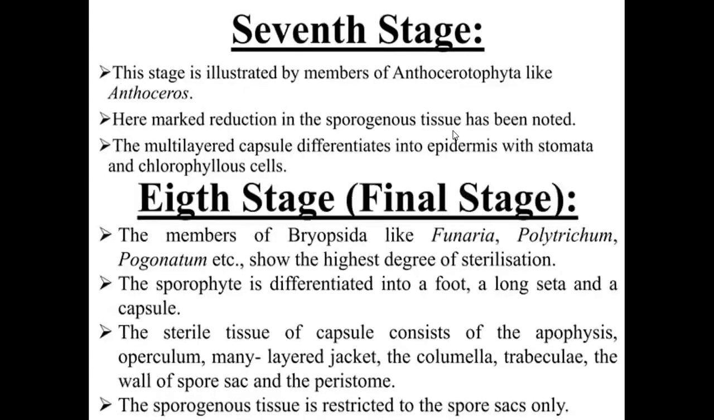Next, in the seventh stage, this is observed in the case of Anthoceros. In Anthoceros, the reduction in the sporophyte has been noted. That is a multi-layered capsule. The capsule will be multi-layered, differentiating into epidermis with stomata and chlorophyll cells.